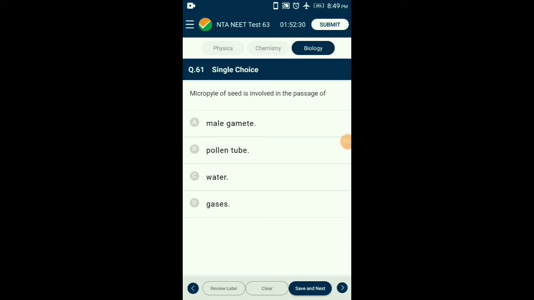61. Micropyle of the seed is involved in the passage of. The micropyle is a small opening present in the ovule. In ovule, it helps the entry of pollen tube. The micropyle of seed is involved in the passage of water. Micropyle plays a very important role in absorbing water during the time of germination. So the answer for this question is option C, water.